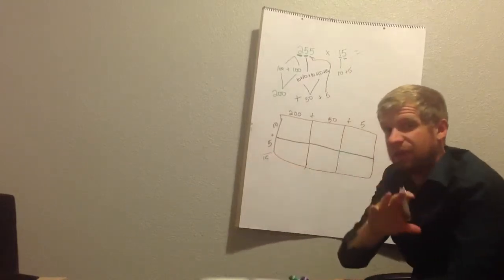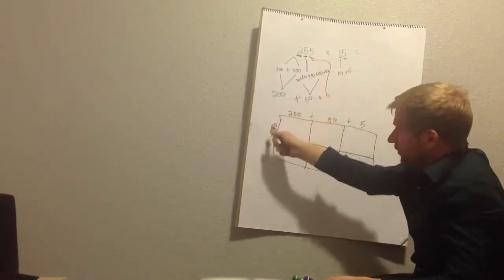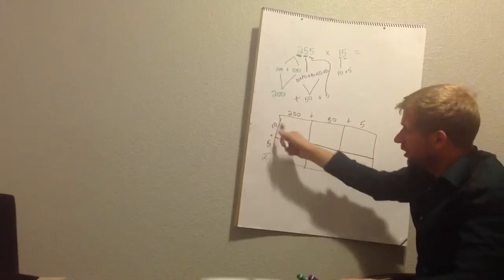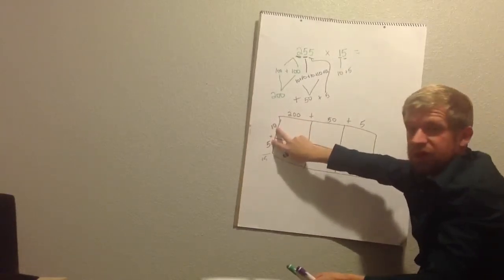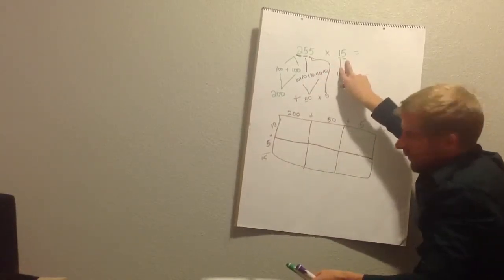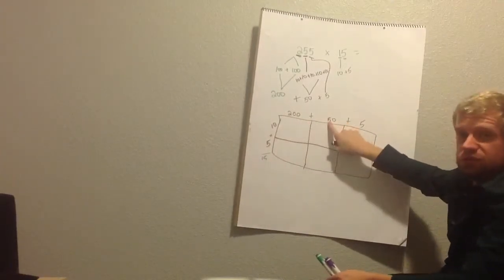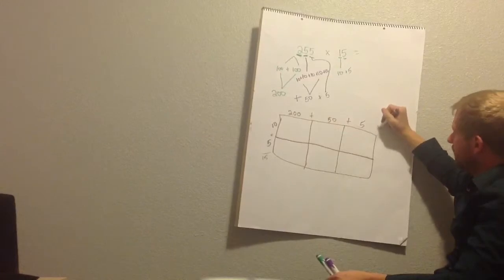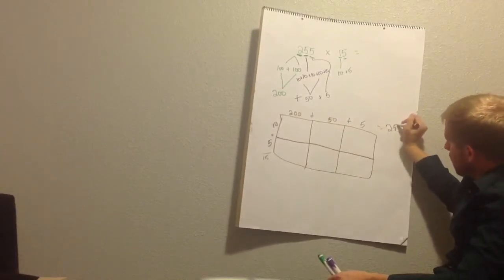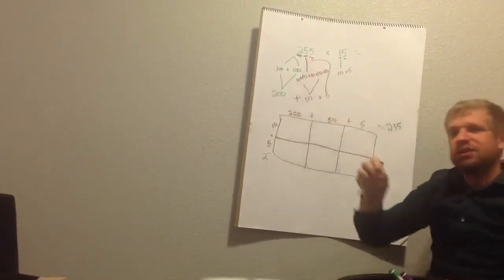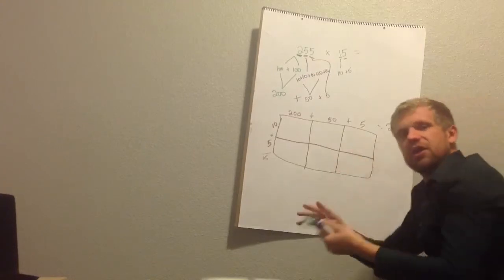15. Okay, so we've done that part right, because we know we were working with the number 15 and we created 15. These two numbers that we created are from when we decomposed 15, and we did it correctly. Now let's say 200 plus 50 is 250, plus 5 equals 255, which is what we were starting out with. So we did that correctly. Good job. Give yourselves a little pat on the back.